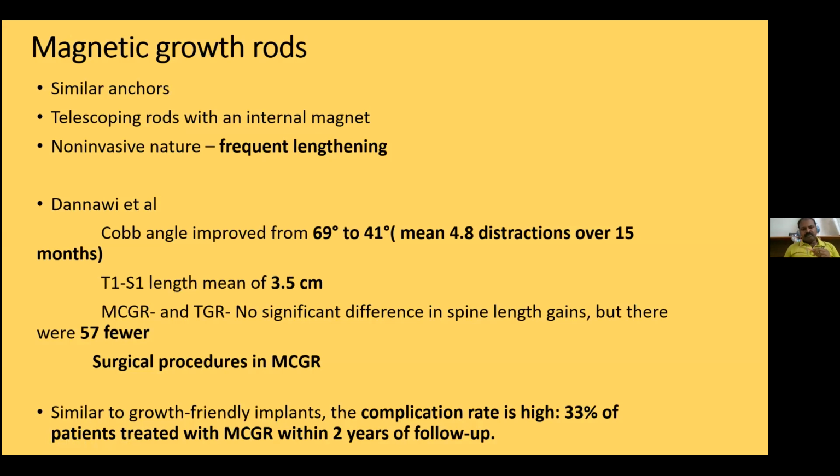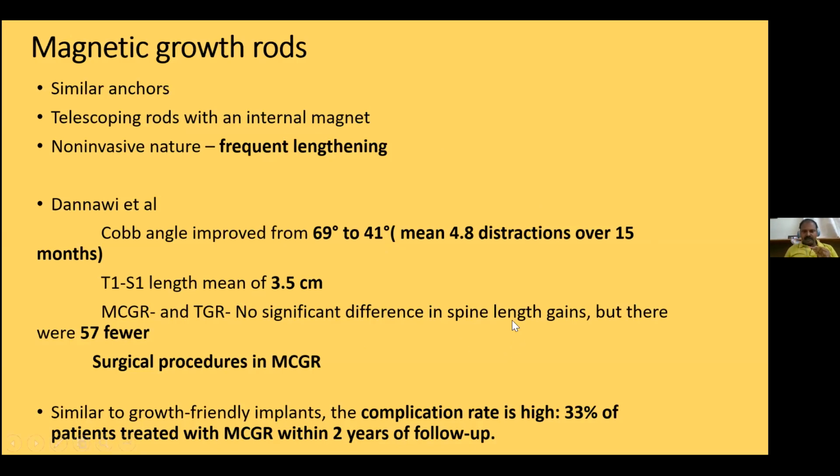And see, this study has shown this. Still, it is not widely practiced, but within a limited time, this is whatever study we could get from the literature. So, about a 20-degree change in the curve, and approximately 5 distractions over 15 months. That means every 3 months they have been doing it, and they could gain a length of about 3.5 centimeters, which is really good for a kid with early onset scoliosis.